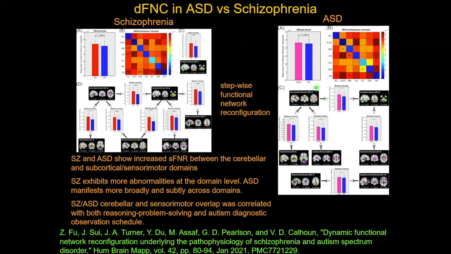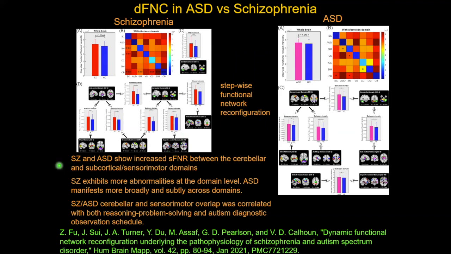And so here you can see on the left, schizophrenia, on the right, autism spectrum disorder. Here we're looking at differences in something called stepwise functional network reconfiguration. This is some work by Zhenning Fu. That's essentially a measure of change step by step in the network parameters, in the windowed parameters. And we see some commonality in the SFNR. You can see a reduction in the patient group, in the control group relative to the patient group.